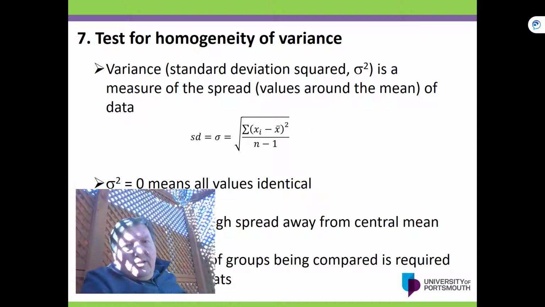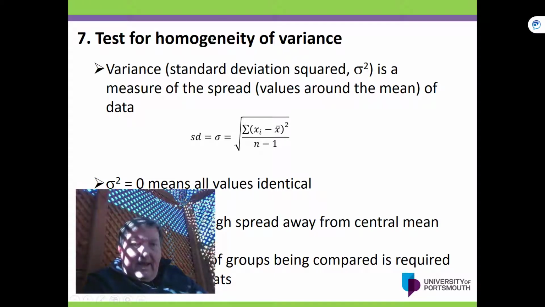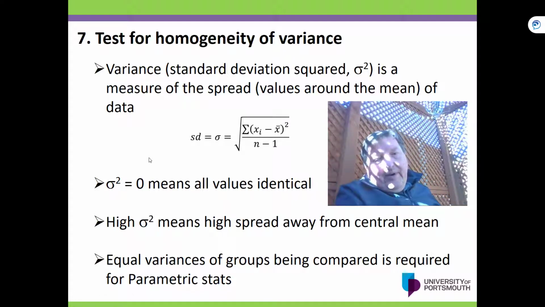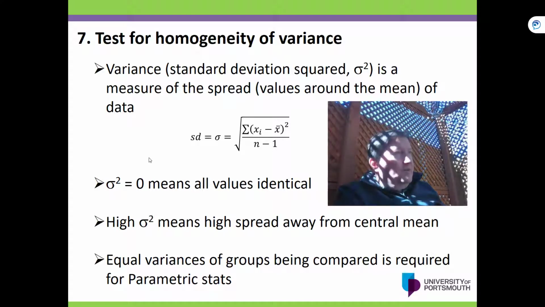So in this next section, let's look at what we mean by homogeneity of variance. Well, variance is standard deviation squared, and it's a measure of the spread in data. So the values are around a mean, the spread of data. That's our equation for standard deviation, as we saw previously, and the standard deviation squared is our variance. And if we had a variance of 0, that would mean that all the values are identical, which will probably never happen. You'll normally have a distribution.